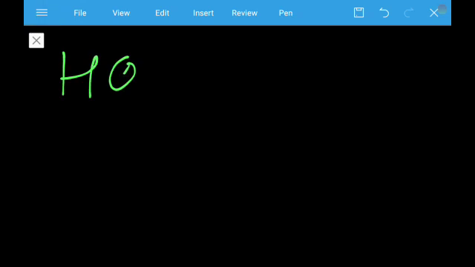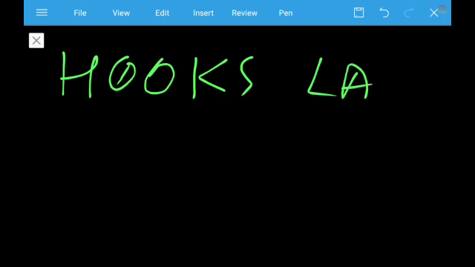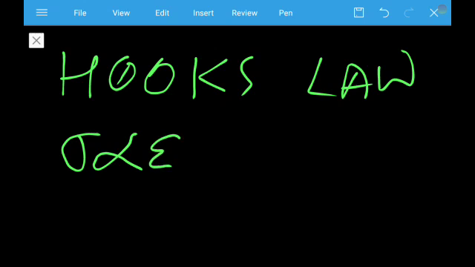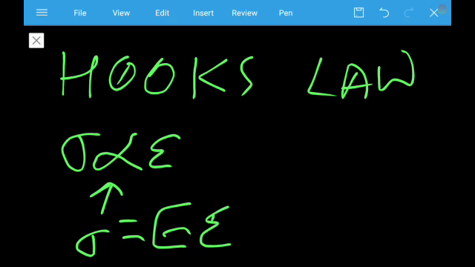Hooke's law: stress is directly proportional to strain, and to remove this proportionality sign, the stress is equal to E epsilon. This is the stress, this is Young's modulus, and this is strain.